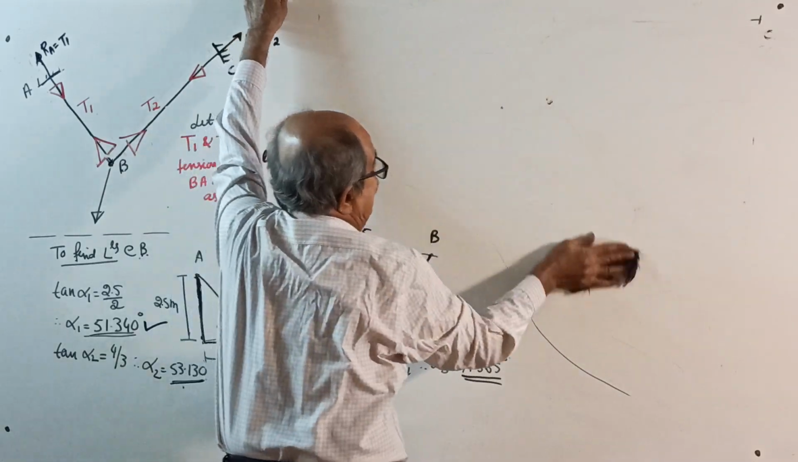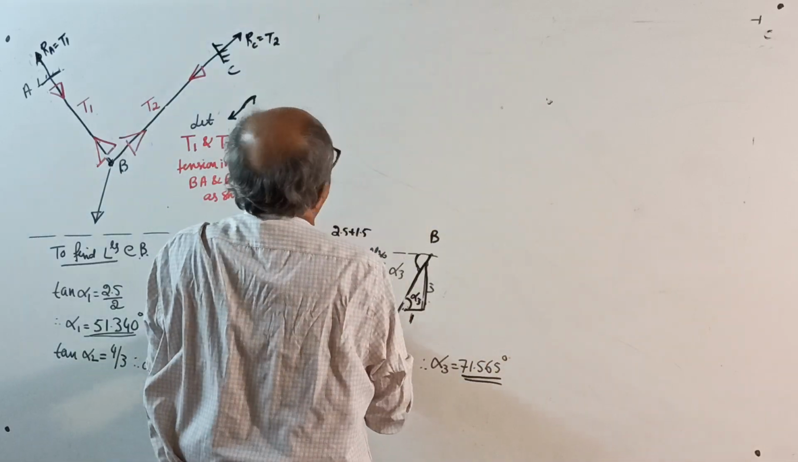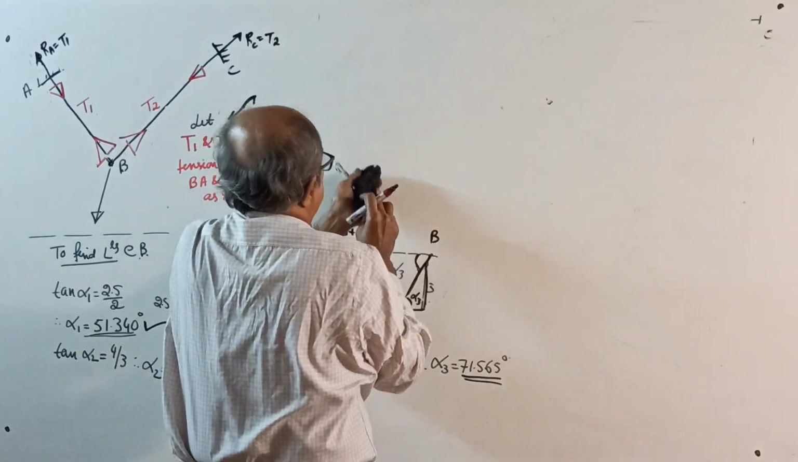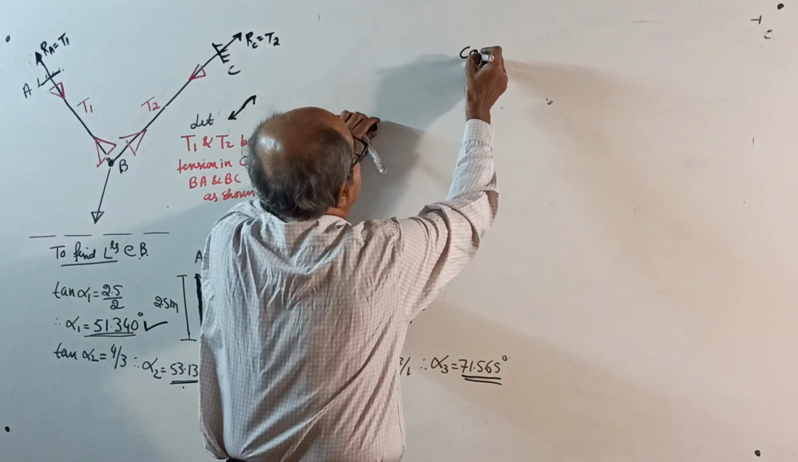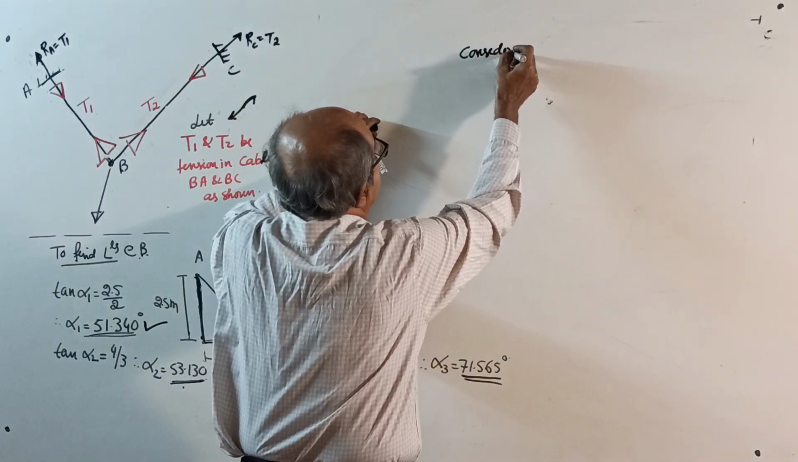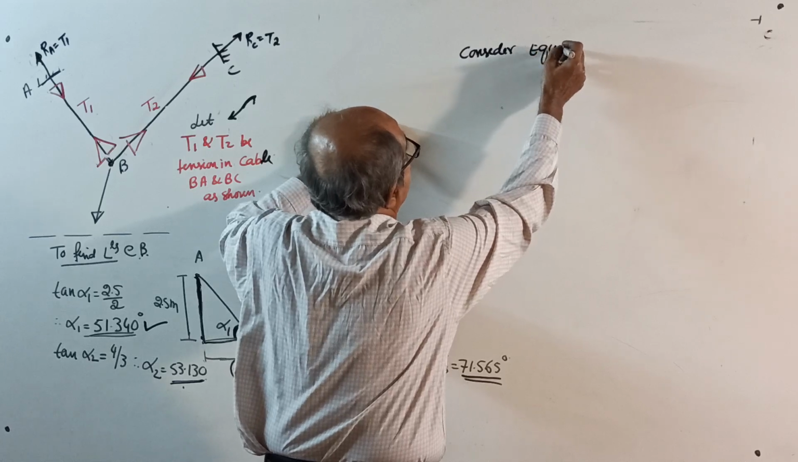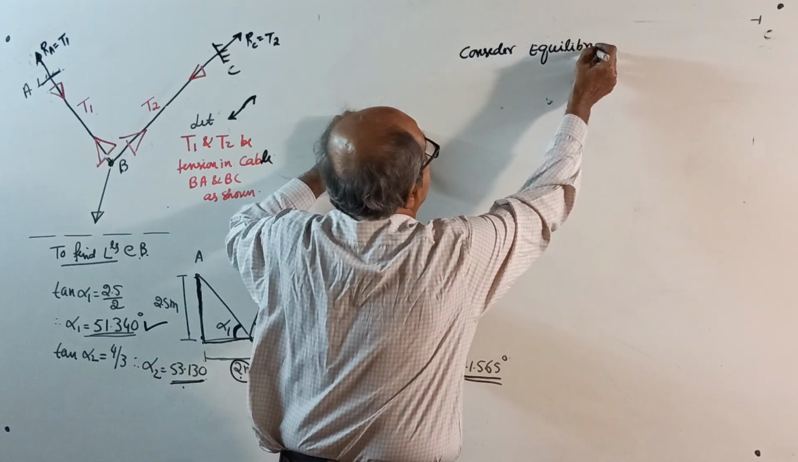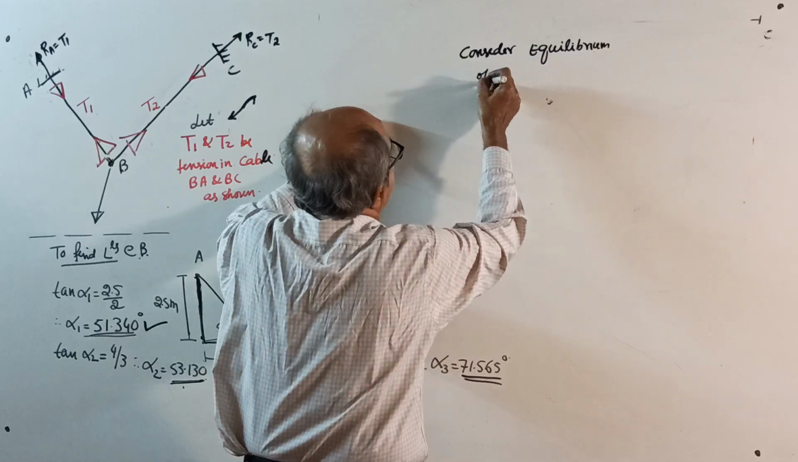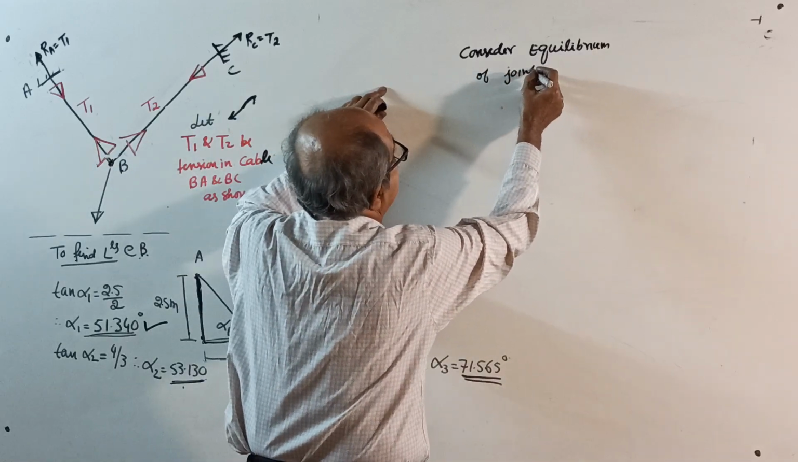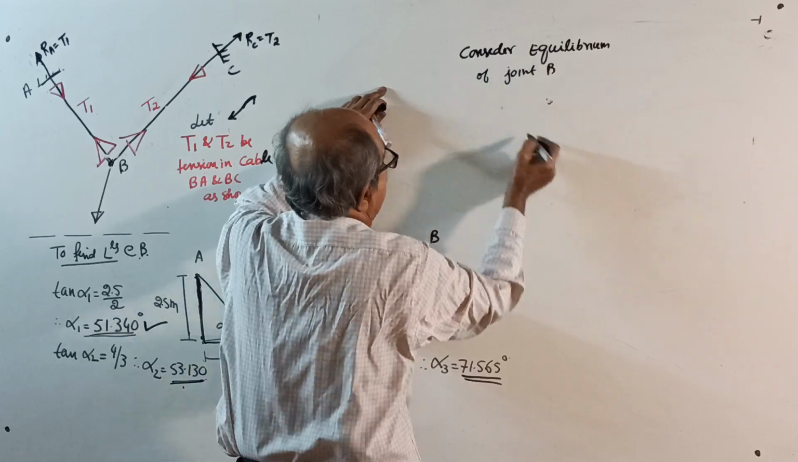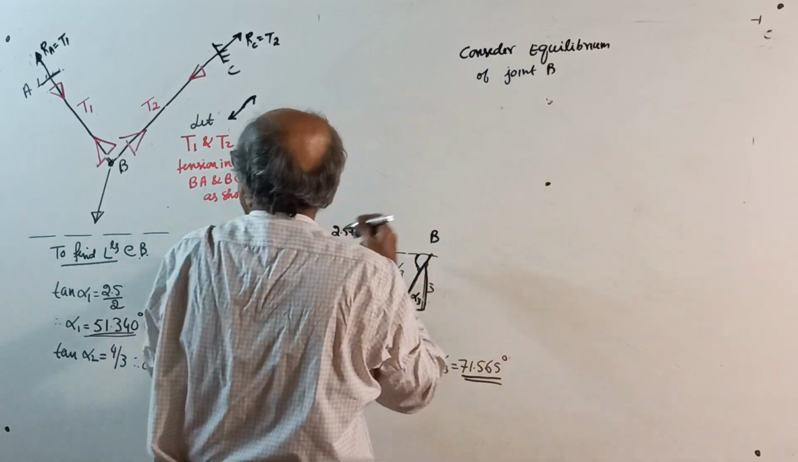See now, correctly. Now, consider equilibrium of that point P or joint P, I will tell. It's a joint B or point B. Okay. See here, B is here.